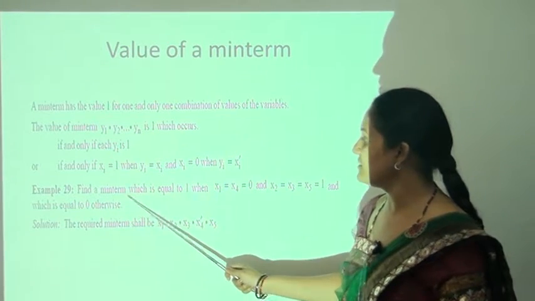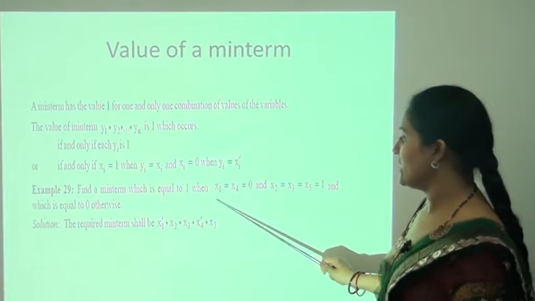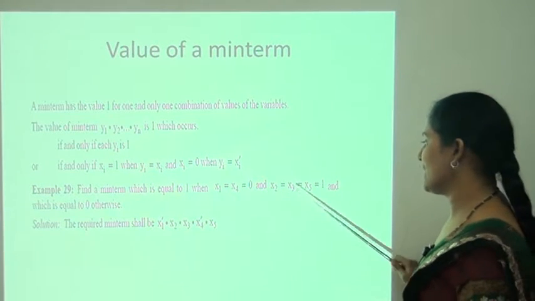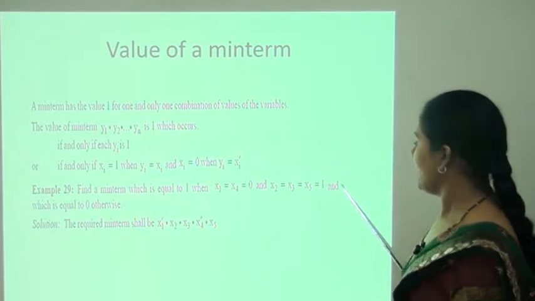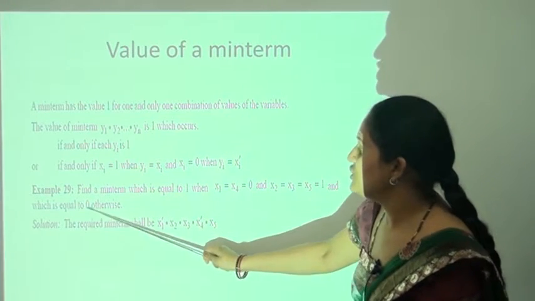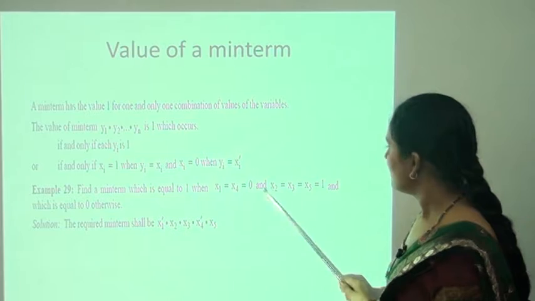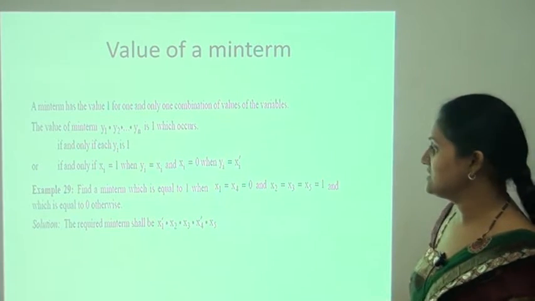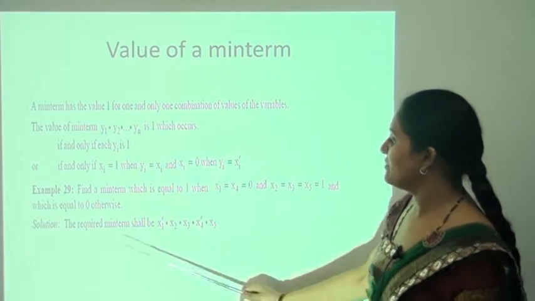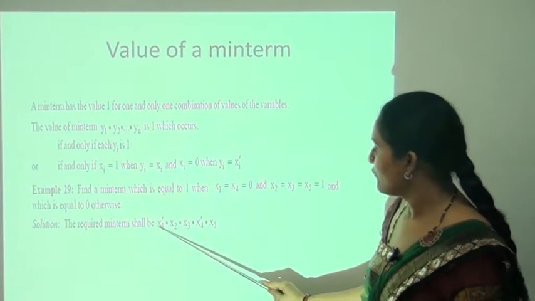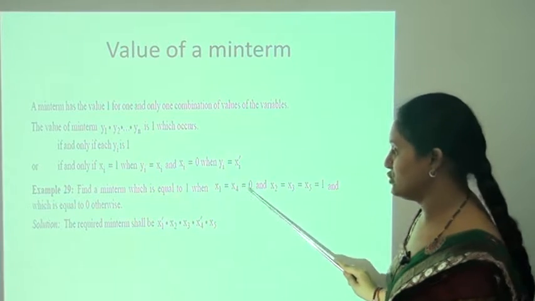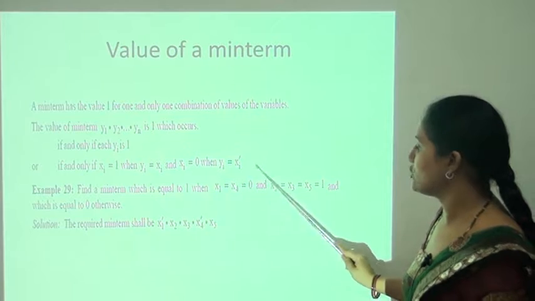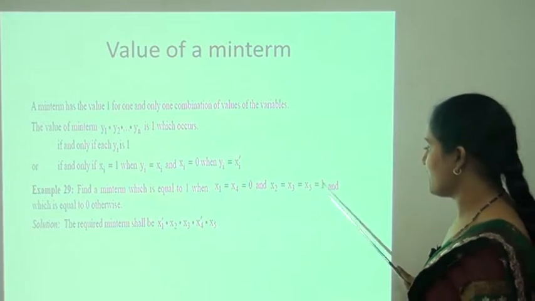The question is: find a min term which is equal to 1 when x1 equal to x4 equal to 0 and x2 equal to x3 equal to x5 equal to 1, and which is equal to 0 otherwise. Means these two values are 0 and these values are 1, otherwise the value is 0. So the required min term shall be this: x1 equal to 0, so x1 complement is 1, x4 complement is also 1, x2, x3, x5 are 1.